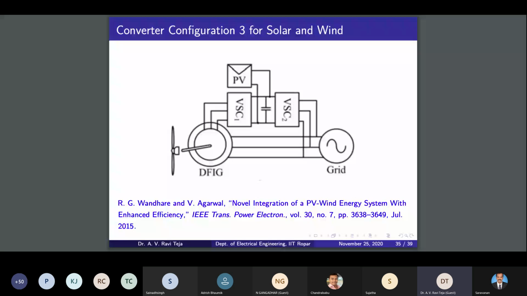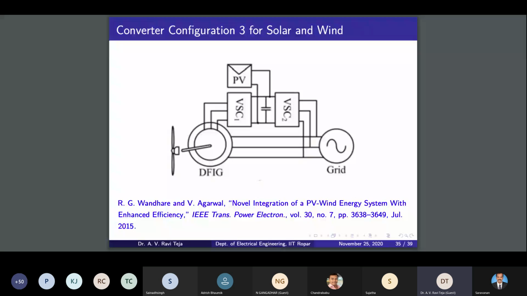So that is the advantage you have to see, right? So this type of hybrid renewable power generation systems are coming up at present. Currently it is the research focus of many scientists across the globe.